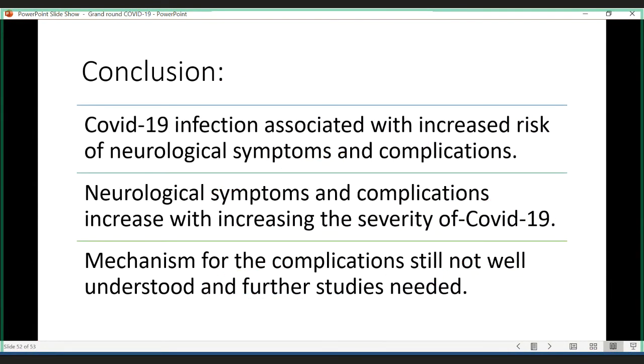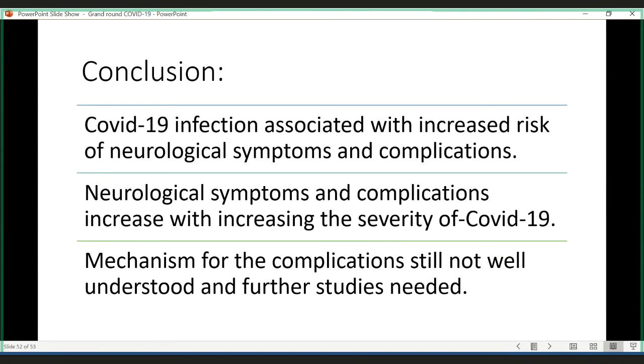So the conclusions of my presentation are that COVID-19 infection does increase the risk of neurological complications. Neurological complications tend to happen in severely ill patients, and multiple mechanisms have been proposed to cause those complications, but we still don't know exactly what's happening, and further studies are needed to prove that.